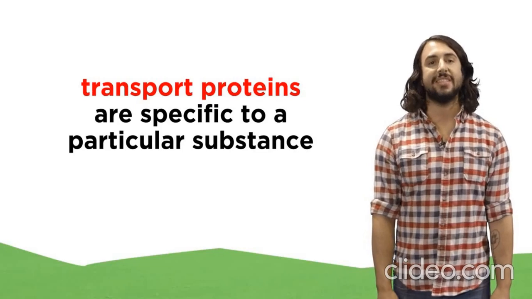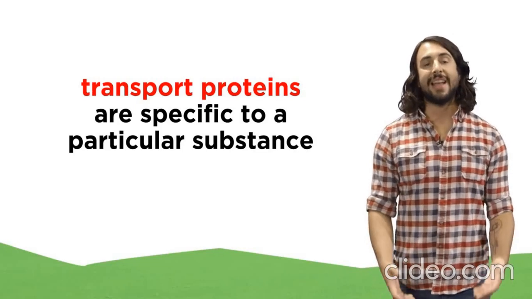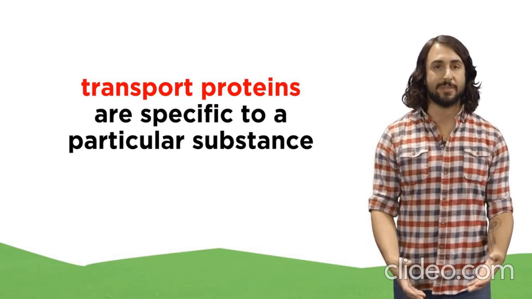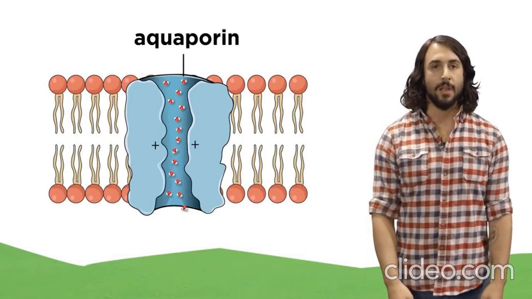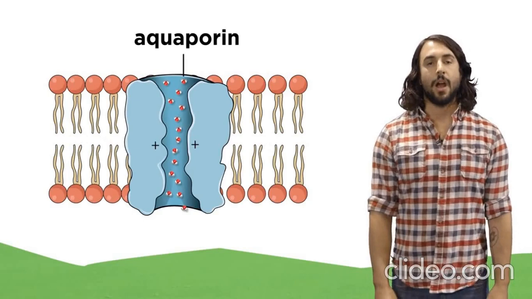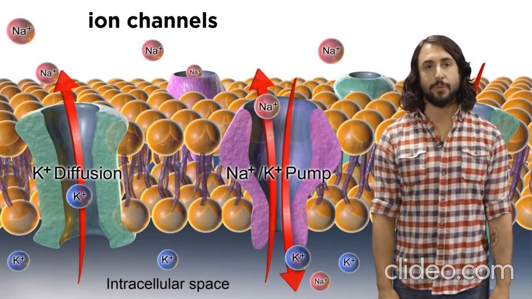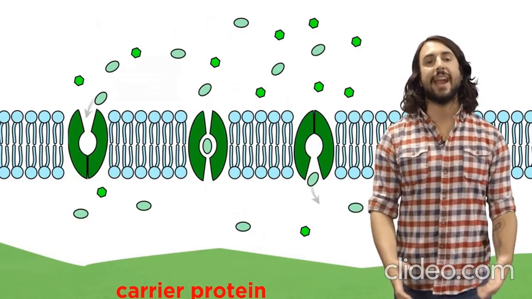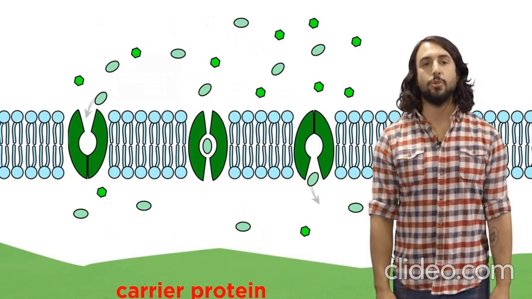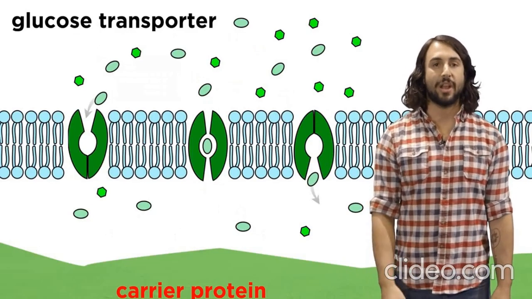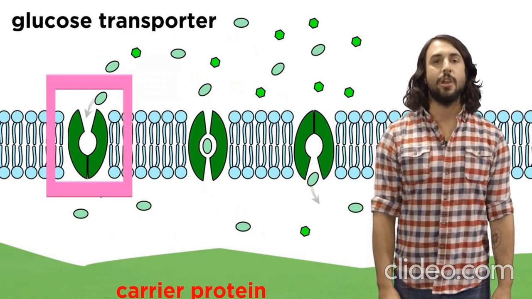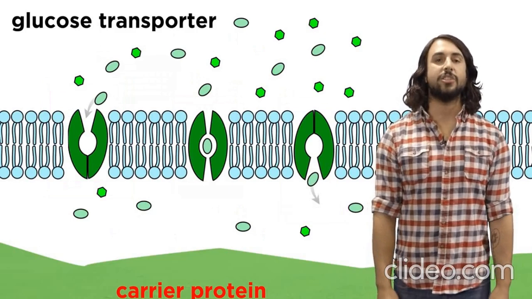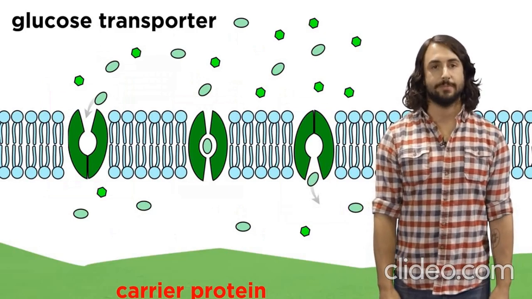Transport proteins that assist in either passive or active transport are highly specific, each allowing only a particular substance or small group of similar substances to pass through. Aquaporins move water. Ion channels move ions, and so forth. Some of these are channel proteins that remain open, and some are carrier proteins, which alternate between two conformations, like the glucose transporter, where binding with glucose causes it to change shape, and then, once glucose is released, it changes back to its original conformation.